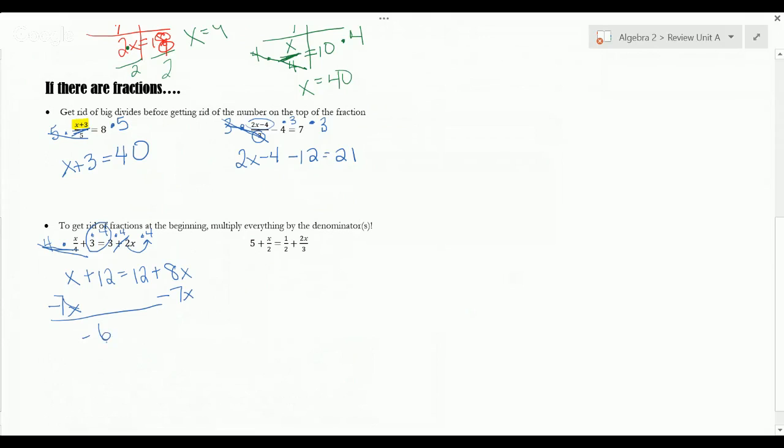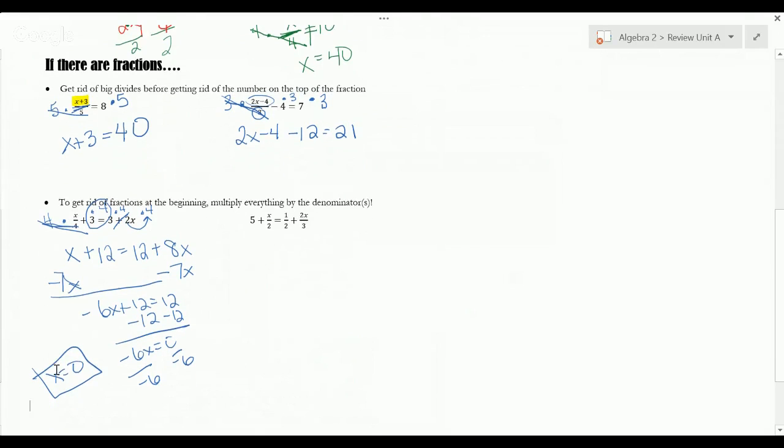And so I get negative 6x plus 12 is 12. Minus 12. So negative 6x is 0. Divide by negative 6. So x is actually 0. So it's not that bad, but it's just the fractions that throw people off at the beginning.